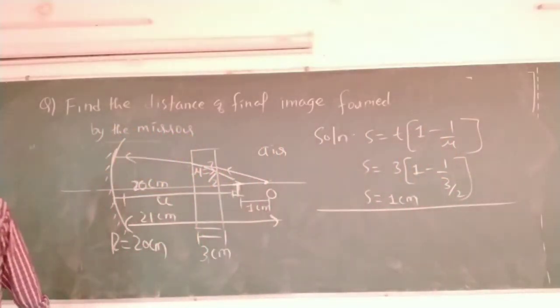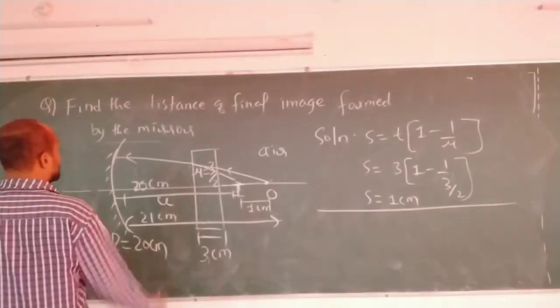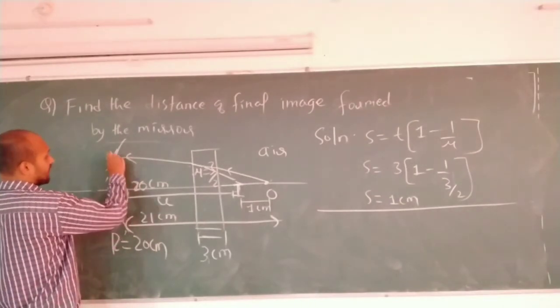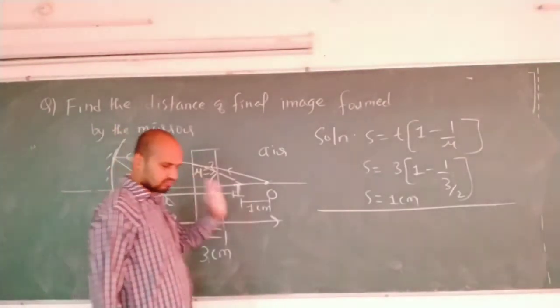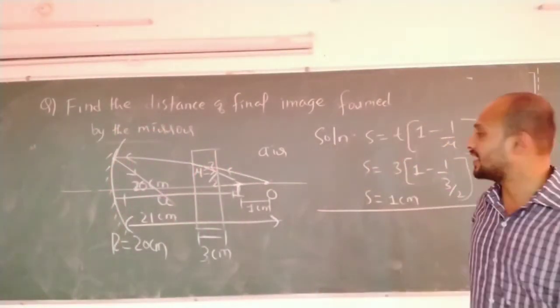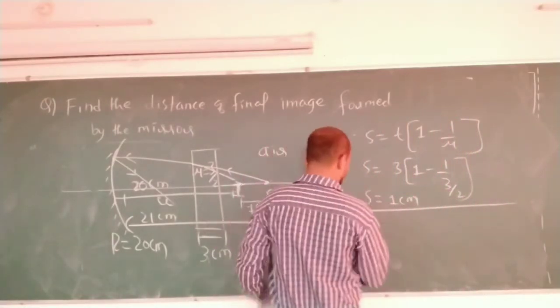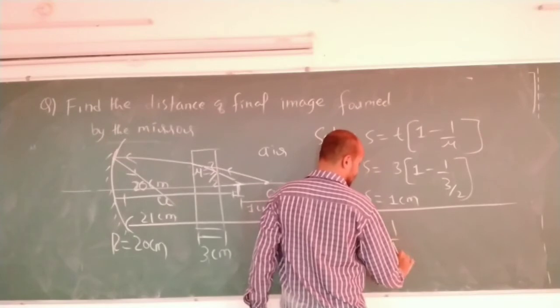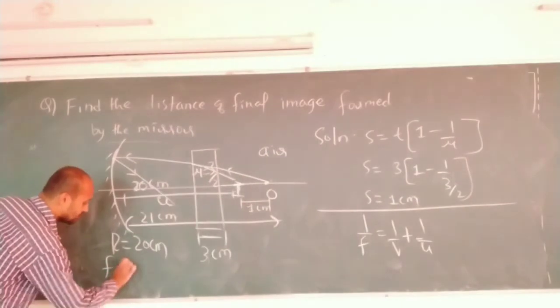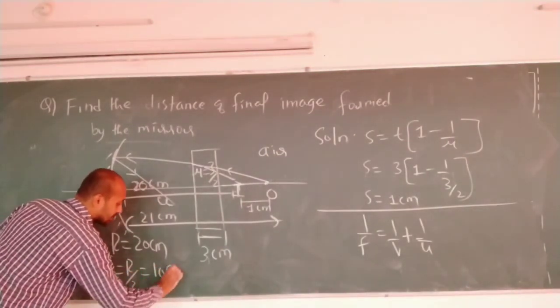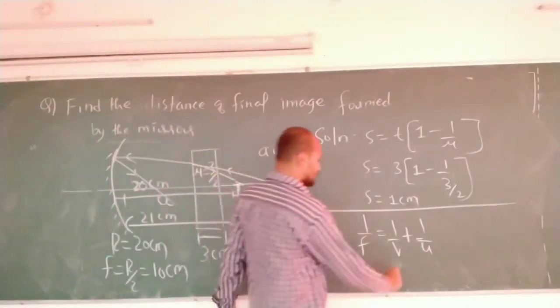I know two formulas. What is that? We know the mirror formula. What is that mirror formula? Anyhow, this ray will get reflected back. Somewhere the image is formed. Correct? We don't know where it is formed, but we can calculate that. 1 by F is equal to 1 by V plus 1 by U. Here F is equal to R by 2. So how much is it? 10 centimeters. So here find V.